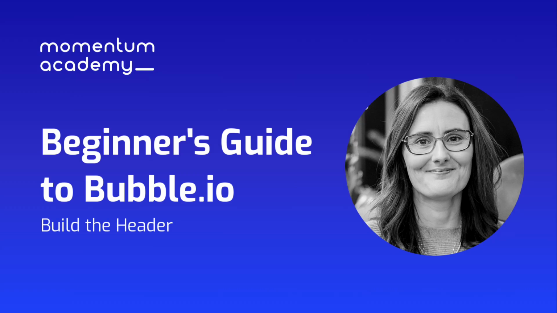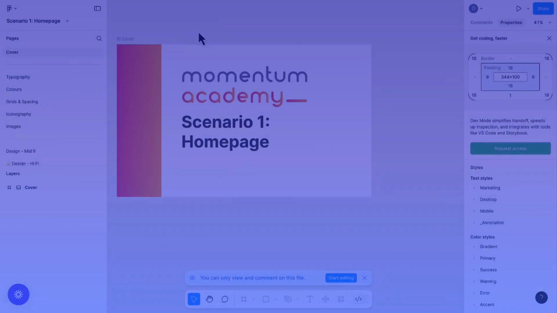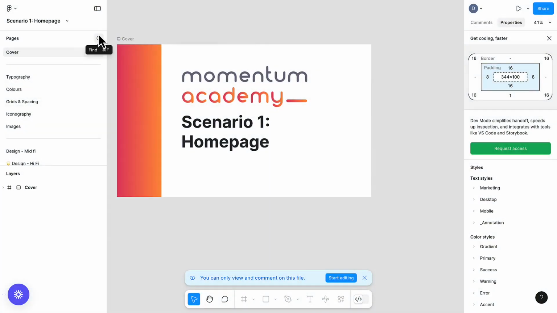In this lesson, we're going to start building the header for our professional landing page. We'll be following along with the Figma design file. If you don't have access to that yet, check the link in the description.